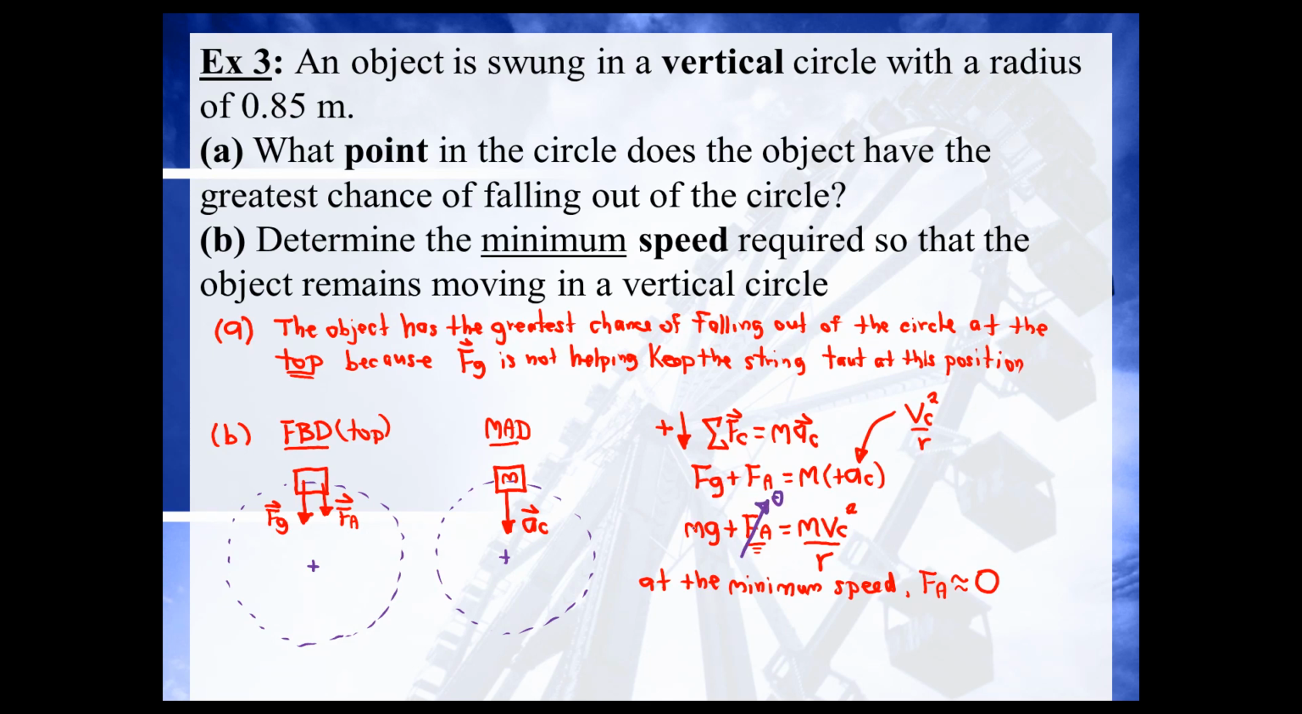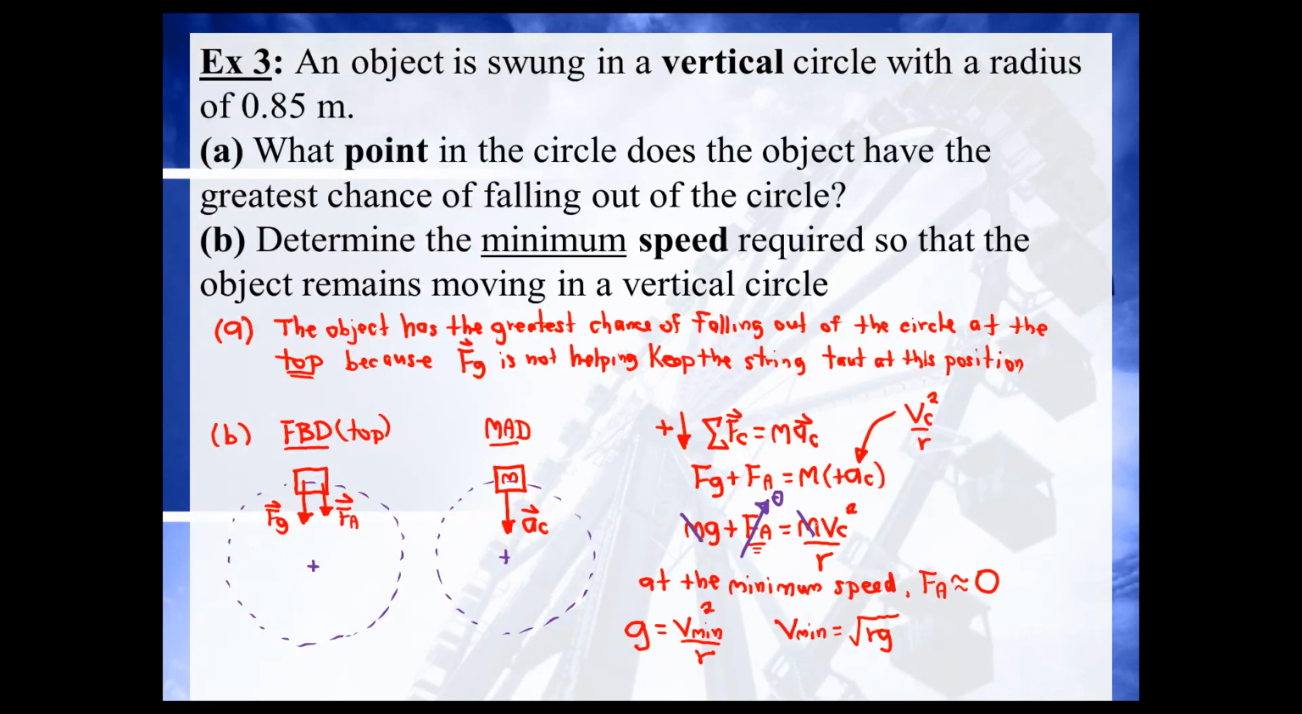And then I'd be left with Mg is equal to MVc squared over R. Well, now if I divide both sides of the equation by M, the M's would cancel off. Okay, let's rewrite this equation now because it's looking kind of complicated with all the crossing out. So then we'd have g is equal to V, let's change the V to V minimum, V min squared over R. To calculate the minimum speed, multiply both sides of the equation by R and then take the square root, and you'd have V min is equal to a very simplified equation.